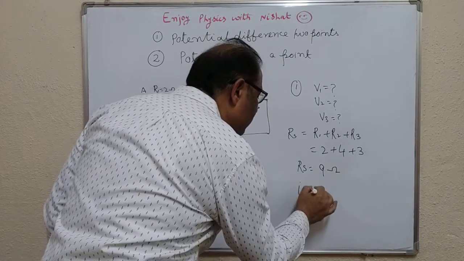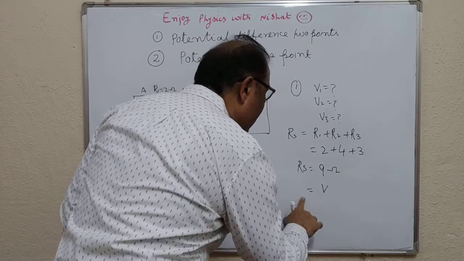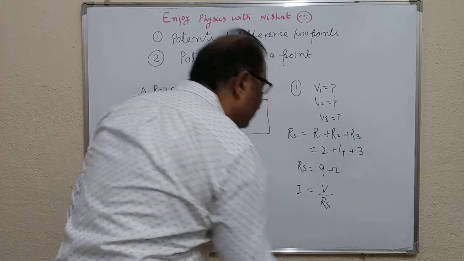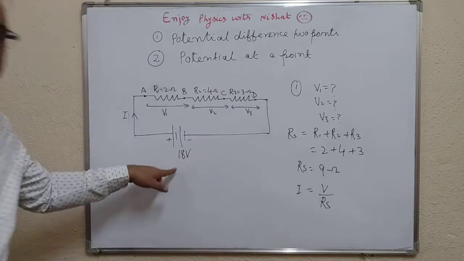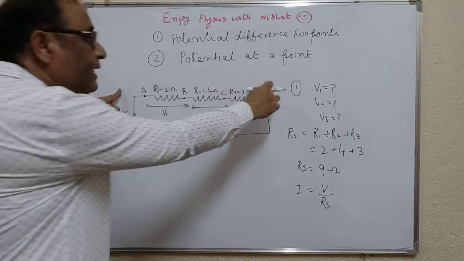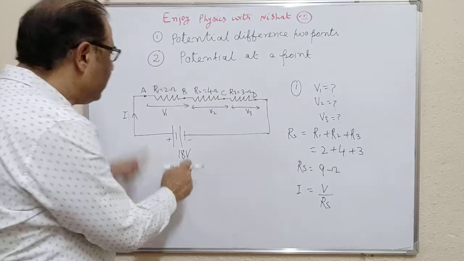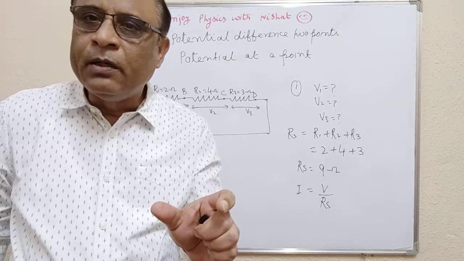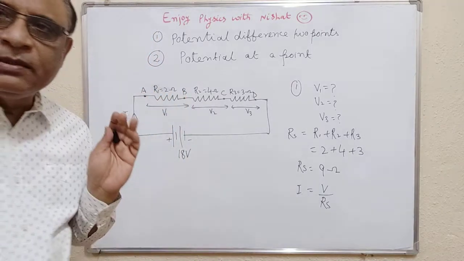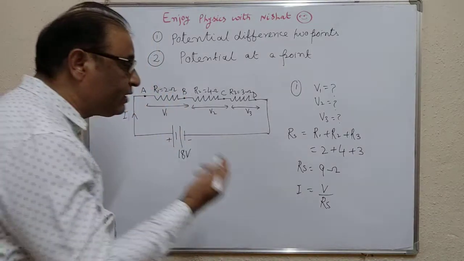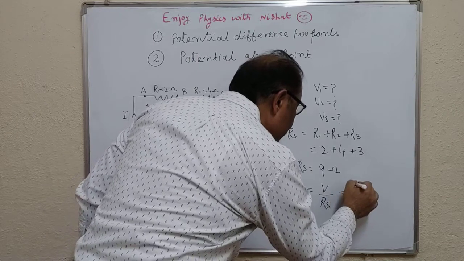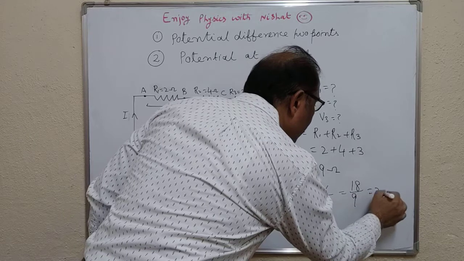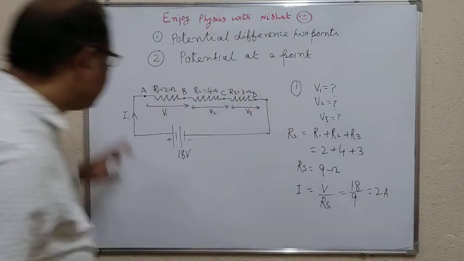Then I is equal to V upon R. Here the R means RS, total resistance in series. How much total potential between A and D? 18 volt. Potential difference between A and D is equal to 18 volt, power supply by cell, group of cells, battery. So here 18 upon 9, and that is 2 ampere. Current is flowing in this circuit.